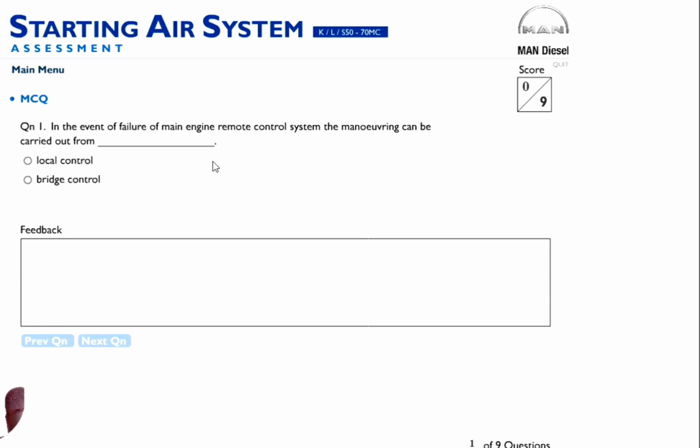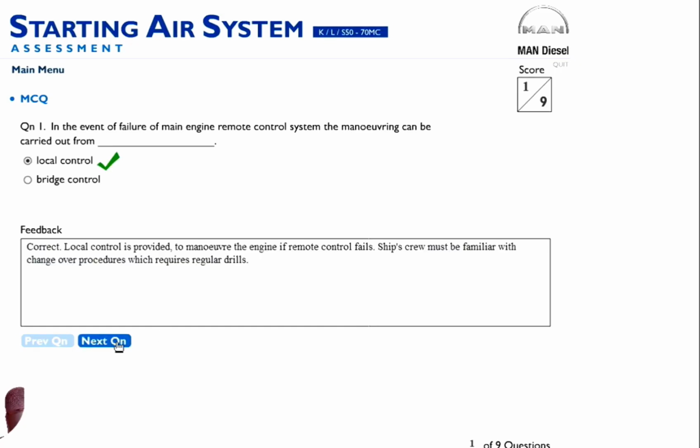In the event of failure of the main engine remote control system, the maneuvering can be carried out from, okay, local control, main engine. Okay, and correct. Local control is provided to maneuver the engine if remote control fails. Ship crew must be familiar with changeover procedures, which requires regular drills. This is very, very correct. Next question.